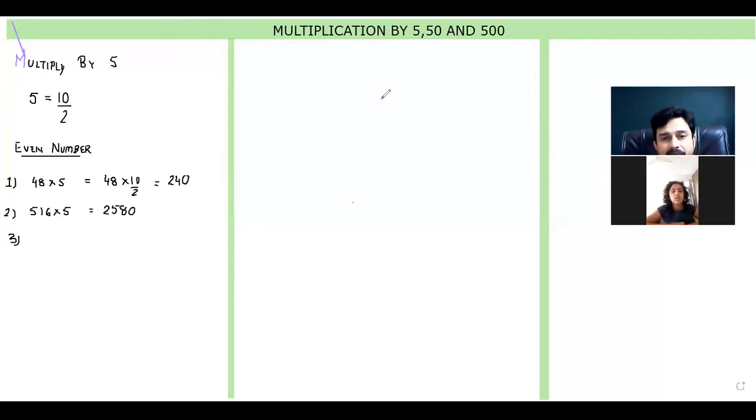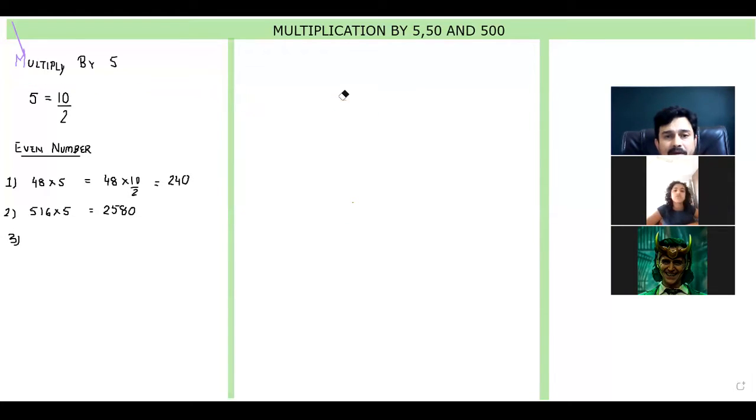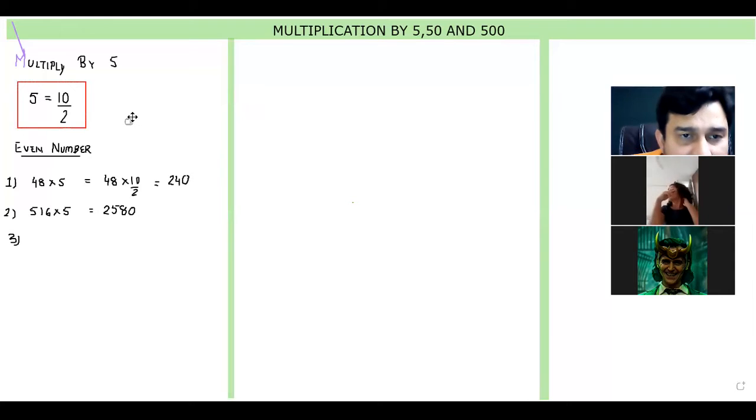We consider 5 as 10 upon 2. Sir, I didn't understand. Okay. 5 and 10 upon 2 are equal. Is it correct? Yes, sir. Okay.